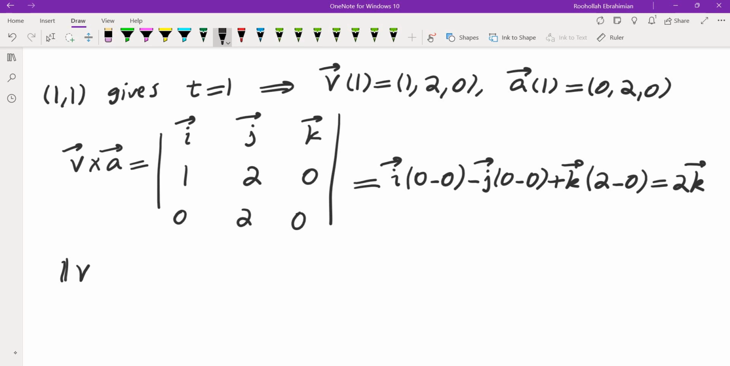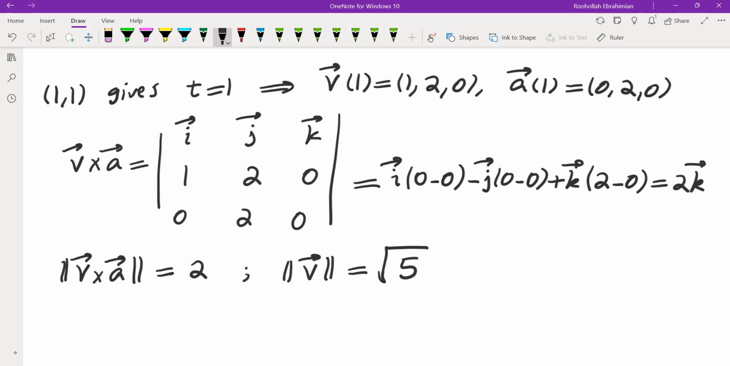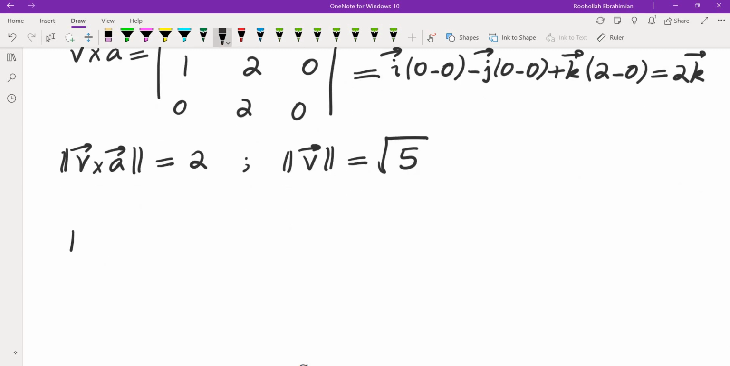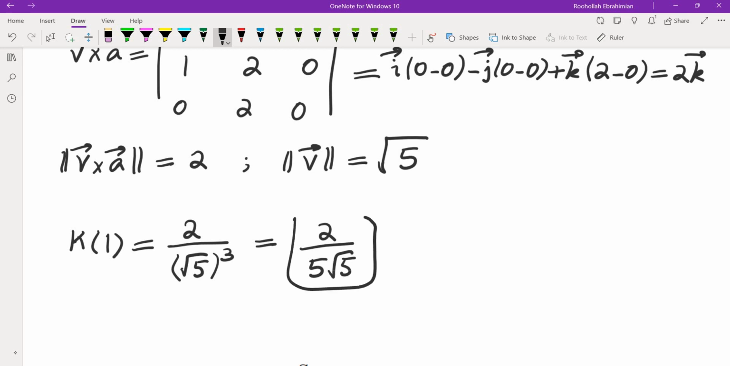We find the cross product of these two, and then we find the magnitude. So that would be 2. And then we find the magnitude of v. Magnitude of v is square root of 1 squared plus 2 squared plus 0 squared, which is root 5. So kappa at t equals 1 would be magnitude of v cross a divided by root 5 cubed. So the answer is 2 over 5 root 5. So this is the curvature of the graph of the function y equals x squared at point 1, comma 1.